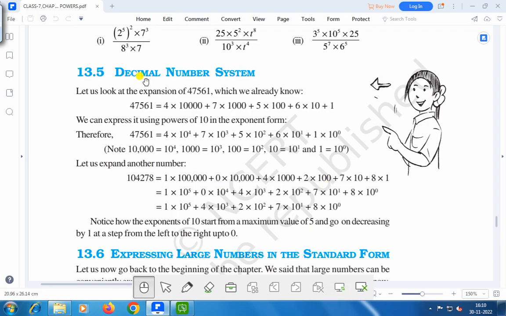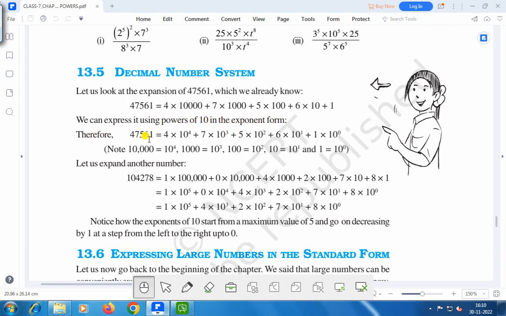Today we shall discuss the decimal number system. Let us look at the expansion of 47561, which you already know. 47561, that is 4 into 10,000 plus 7 into 1000 plus 5 into 100 plus 6 into 10 plus 1. We can express it using powers of 10 in the exponent form.